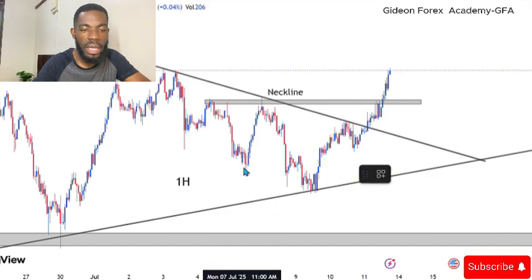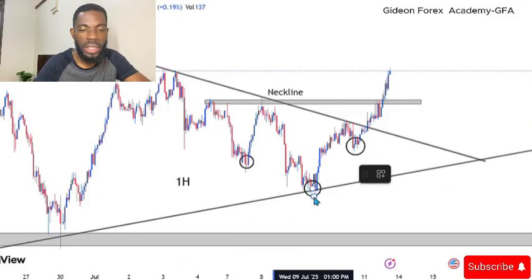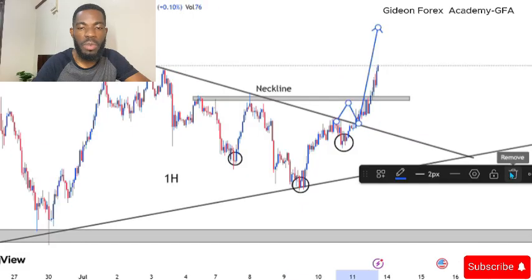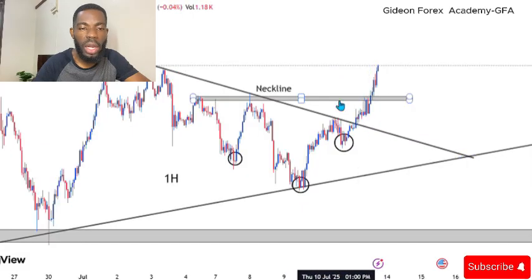We can see that this was an inverse head and shoulder. That's the left shoulder, that is the right shoulder, and that is the head right there, touching our 4-hour time frame trend line. All right, so now here we are looking at this breakout, and we want that confirmation to buy right there.